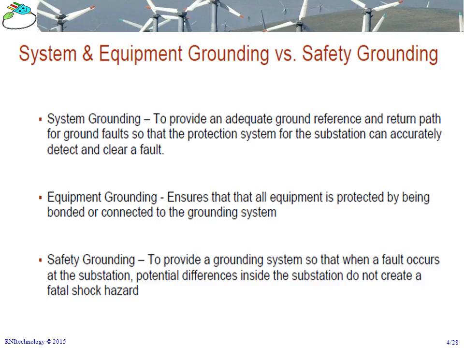The third type of ground is called safety grounding. Safety grounding is usually what you'll be discussing in terms of substation grounding. When a fault happens, you're trying to minimize the voltage differences inside the substation, so you will not create any kind of fatal shock hazard, whether a step or touch hazard. Whoever is walking or touching anything within the vicinity of the station, inside the fence or around 1 meter outside.